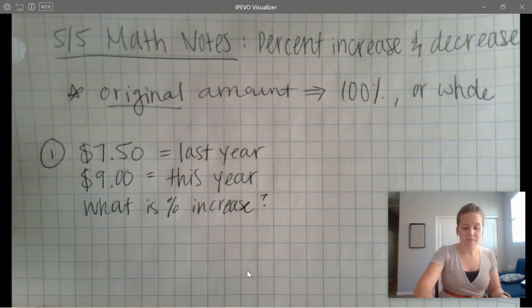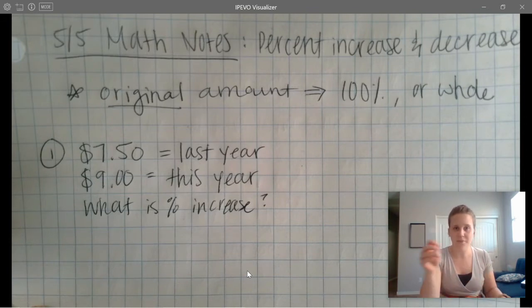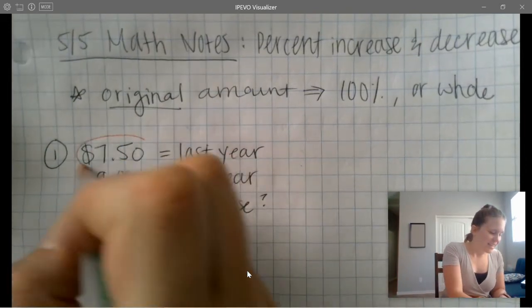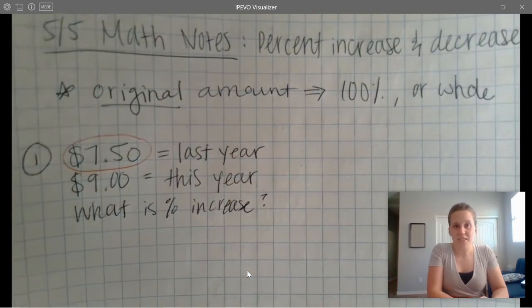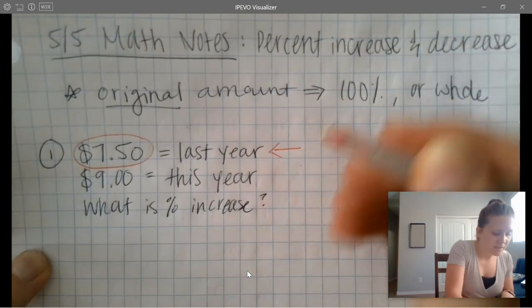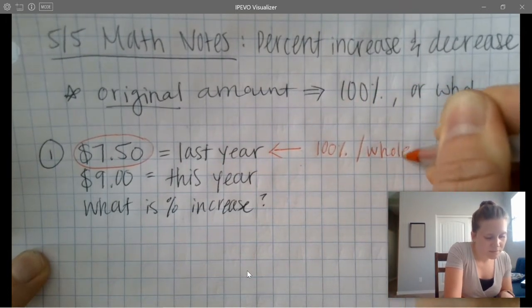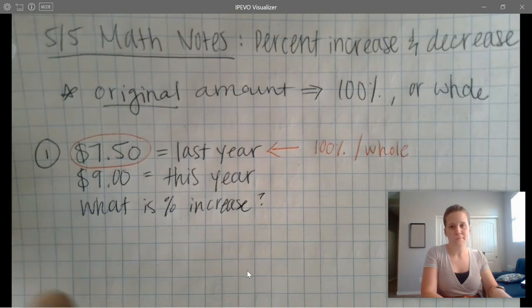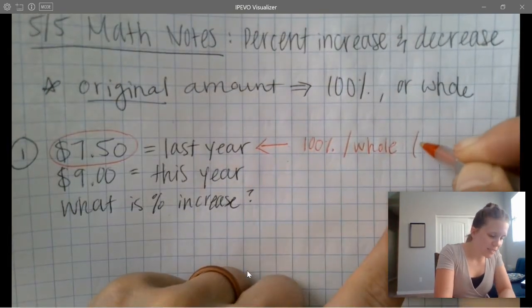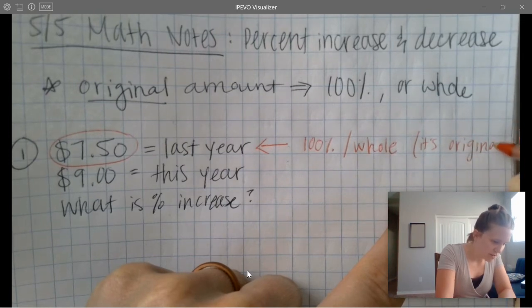Awesome. So I want to make a few annotations, and I'm going to trade colors. I think it's really helpful to change colors, and I'll show you why in just a second. So if you want to pause the video and grab another color, go ahead and do that. This amount, $7.50, was the original amount. So this amount is my 100% or my whole. Why is that? That's because it's original.